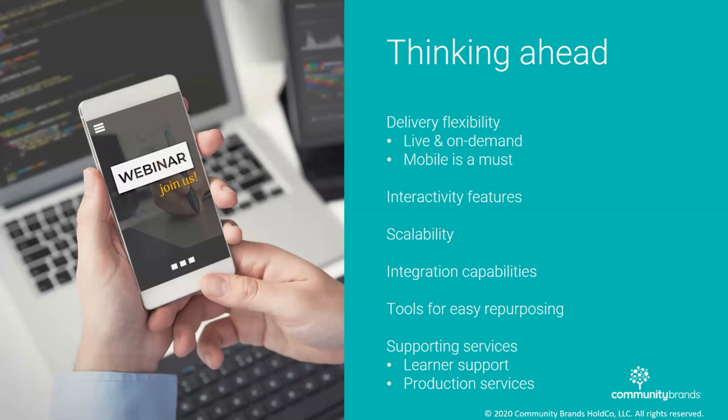Integration capabilities, such as the ability to conduct a single sign-on or feeding data back into your database of record, whether it's a CRM or an association management software. And then tools for repurposing that content, like Freestone, for example, has the ability to schedule a rebroadcast of a live event, being able to take that content and reuse it in multiple ways. And then also you want supporting services as well.